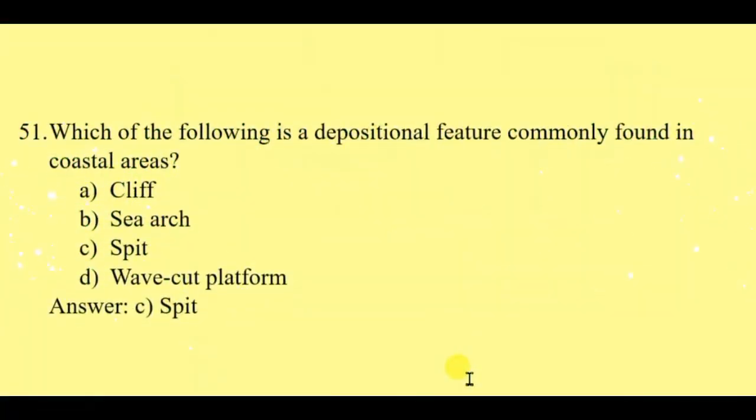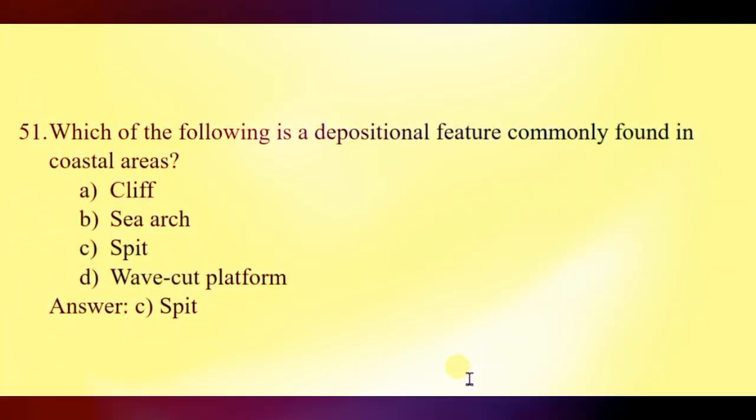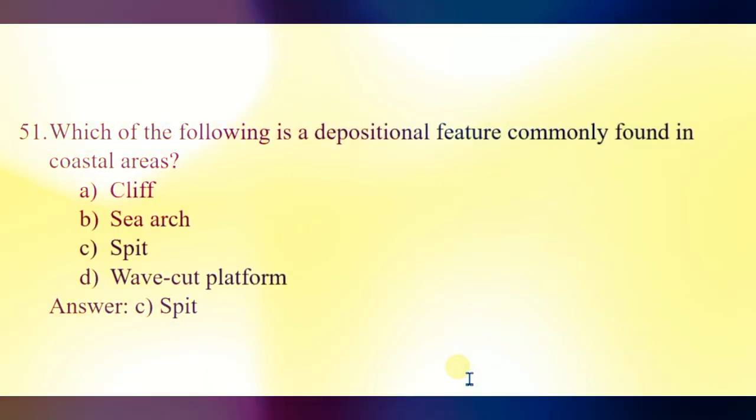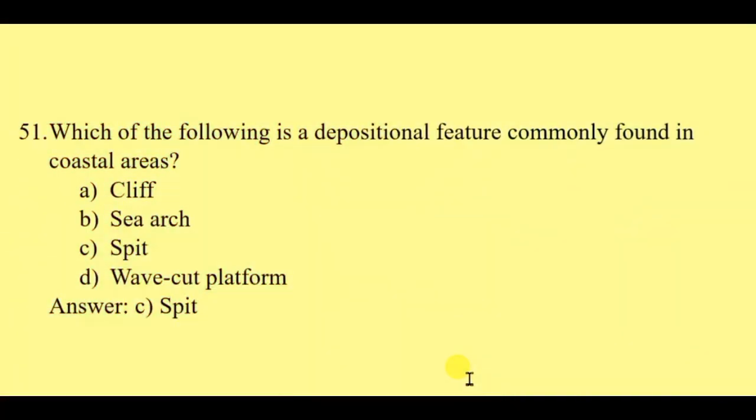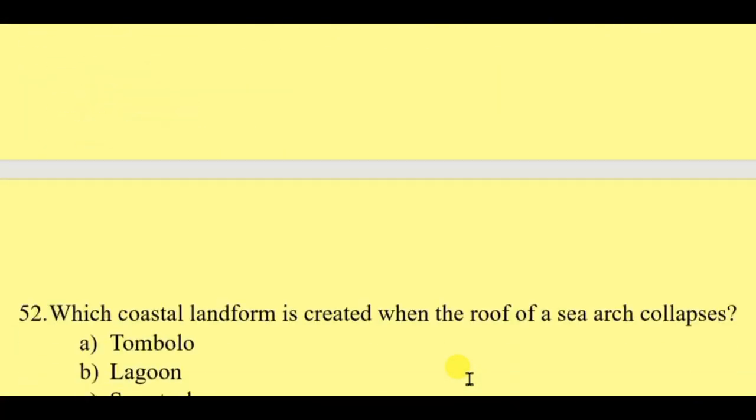Next question, the 51st question. Which of the following is a depositional feature commonly found in coastal areas? Cliff, sea arch, spit, wave-cut platform. Here the correct answer will be spit.